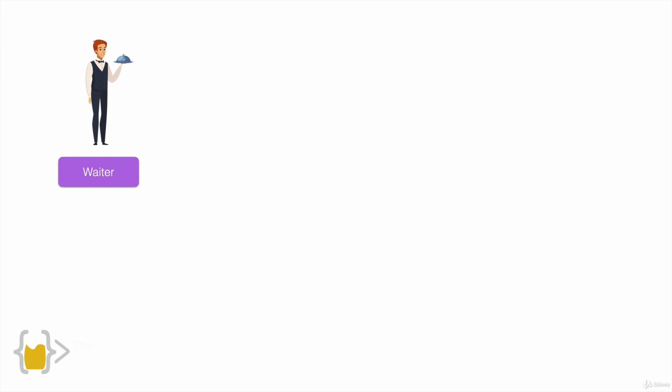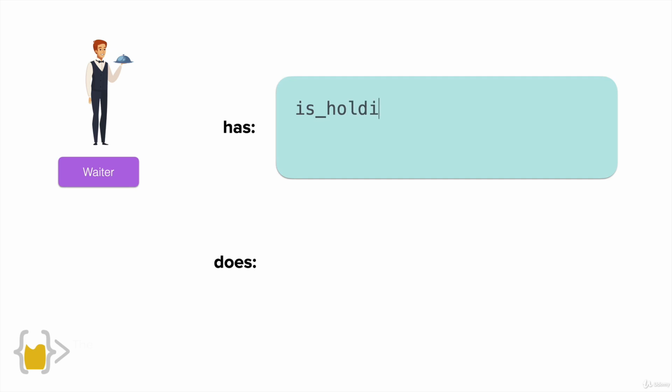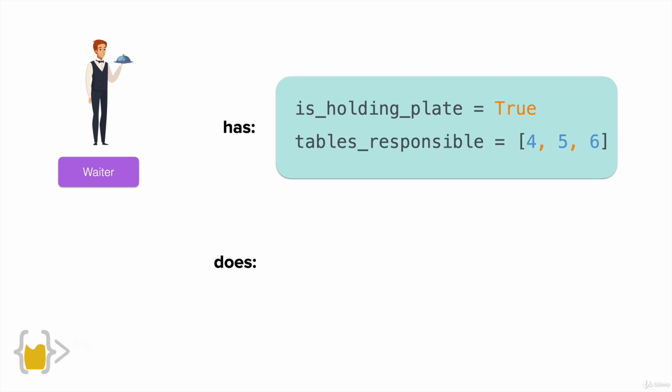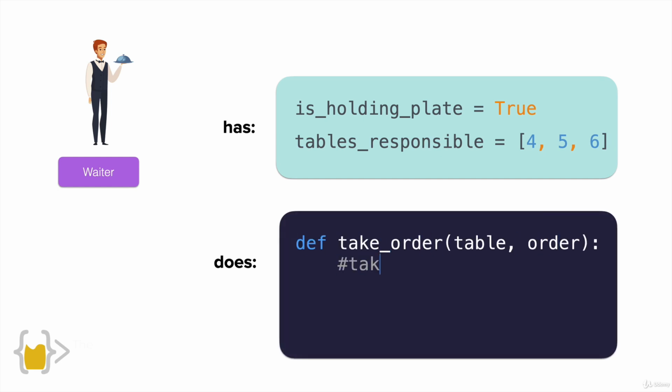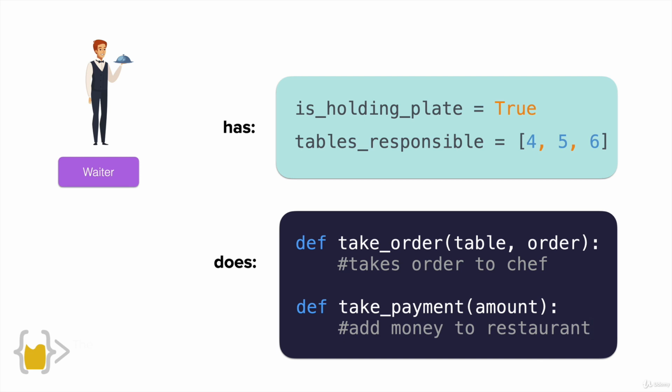In order to model our waiter, there's probably 2 things we need to think about: what it has and what it does. In terms of what it has, well, it might have variables like, is it holding a plate, true or false? Or which tables is it responsible for? Maybe table 4, 5, and 6. Now, it also has things that it does. Maybe they're able to take an order to the chef, and maybe they also need to take payment and add money to the restaurant. So these 2 different things, what the waiter has and what the waiter does, are the 2 most important things that make up an object: its attributes and its methods.